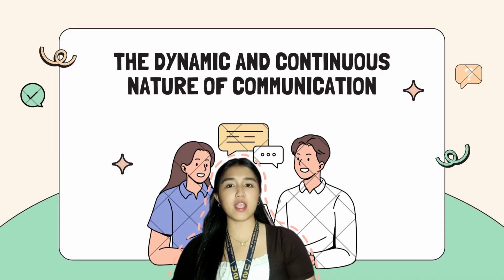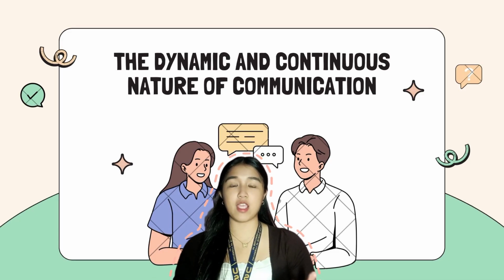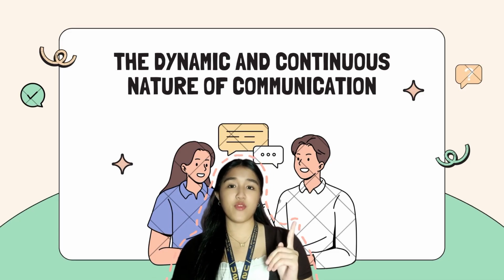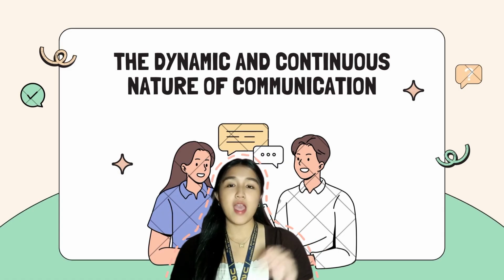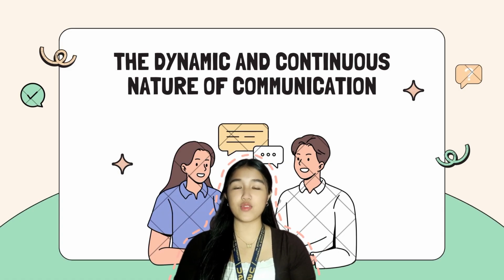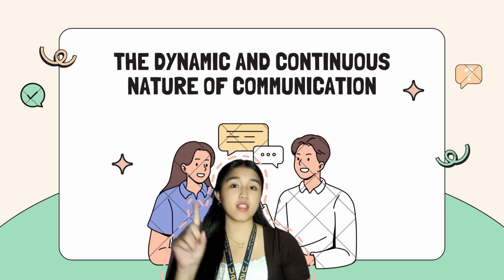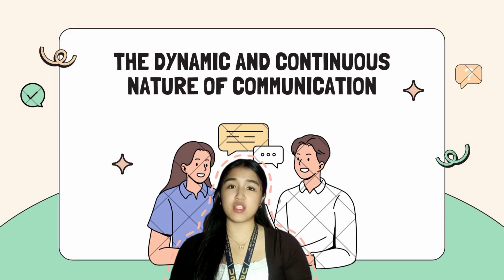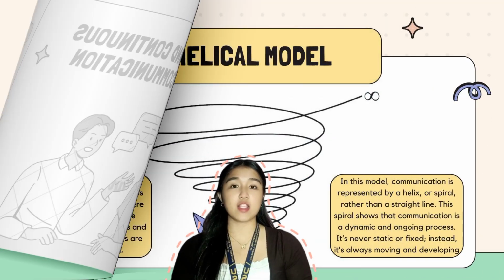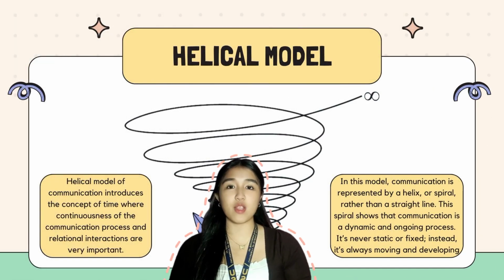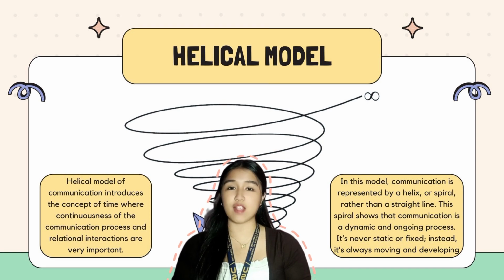Let's begin by thinking about how we communicate every day. Imagine a simple conversation with a friend. You start by saying hello, and then the conversation flows from there. You might talk about what you did yesterday, share a joke, or even make plans for the weekend. But here's the key. Your conversation doesn't just happen in a straight line. It evolves, grows, and changes direction based on what you and your friends say to each other.